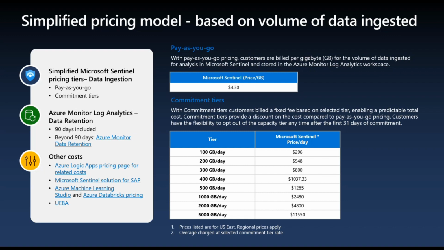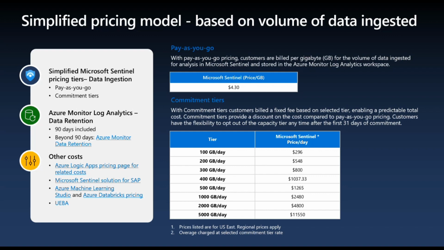So $2.96 versus $4.36 or $4.30 is a pretty significant discount, and it only gets better as we go on down the line here. So commitment tiers, if a customer has a large amount of ingestion that they're anticipating in Sentinel, this is definitely the way to go.